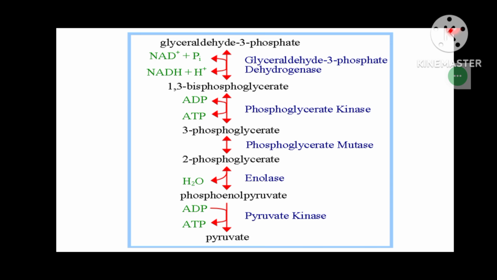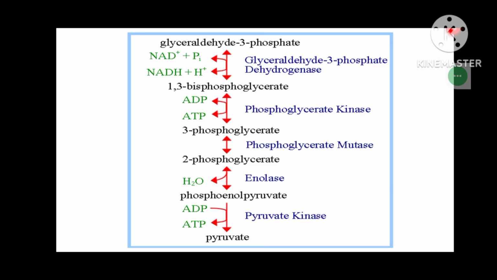In this process, ATPs are formed, hence it is known as the payoff phase. Glyceraldehyde 3-phosphate is converted into 1,3-bisphosphoglycerate by the action of the enzyme glyceraldehyde 3-phosphate dehydrogenase. In this process, one NAD plus is converted into NADH plus H plus. Hence, hydrogen is removed from the substrate and accepted by NAD plus to form NADH.